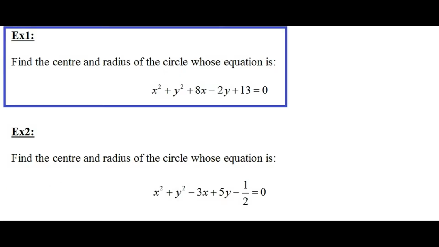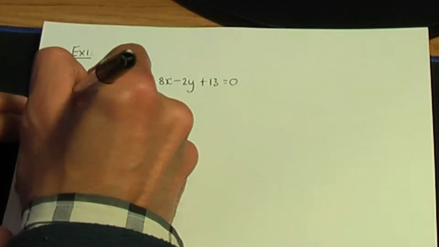The first example: find the centre and radius of the circle whose equation is x squared plus y squared plus 8x minus 2y plus 13 is equal to 0. So let's have a go at this example. Back to the paper and pen. Now I'm going to show you two ways to solve this example. I'm going to call this method 1.